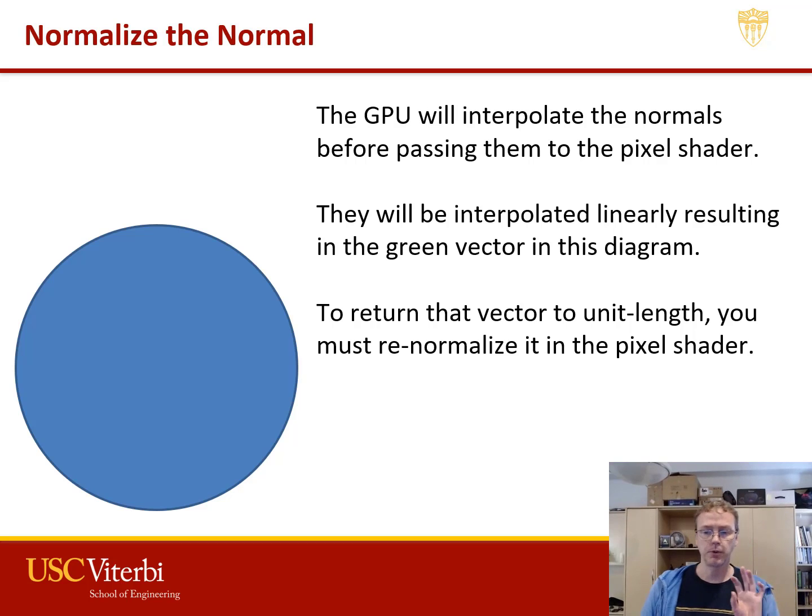And the last thing I want to stress is something I have mentioned already a little bit, but I want to put a little emphasis on it, and that is you need to renormalize the normal in the pixel shader. Now, many times I will see this like, oh, I normalized the normal in my vertex shader. That should take care of it. Let me explain why that doesn't take care of it.